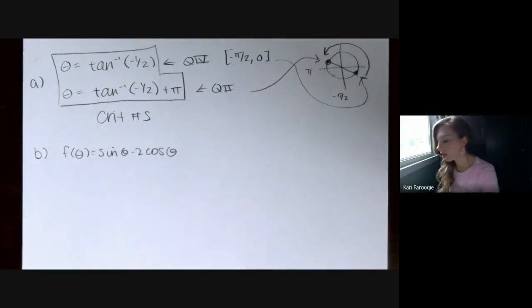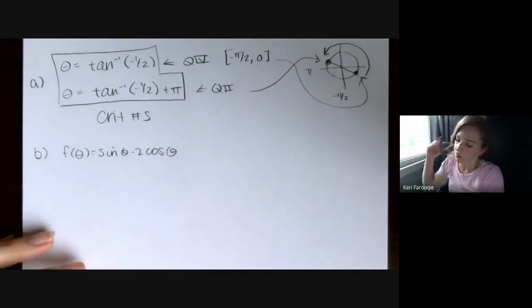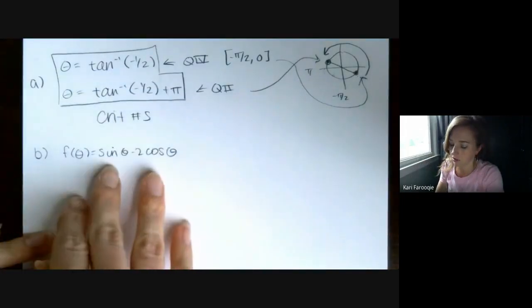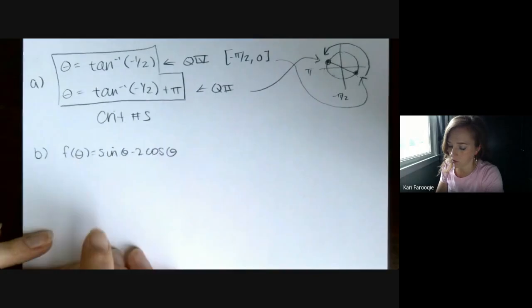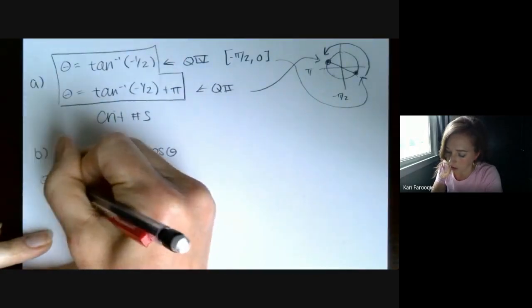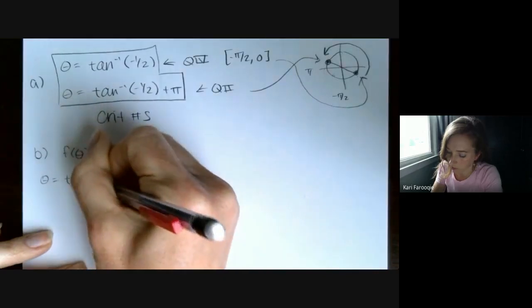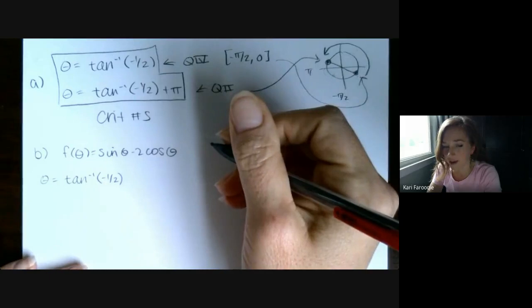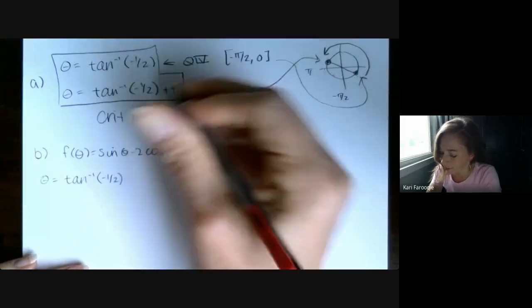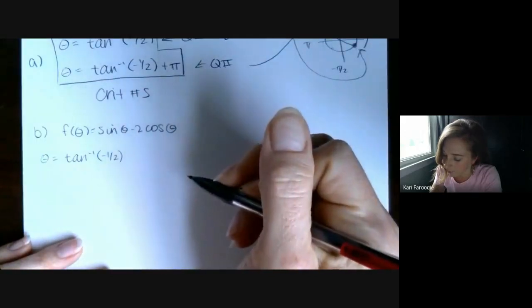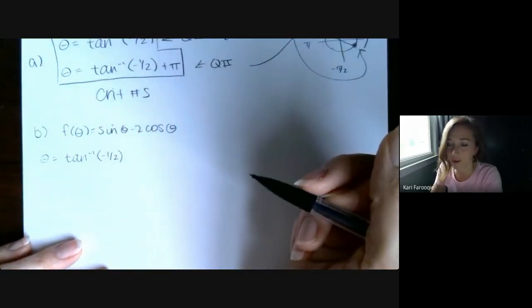Okay, so here's your function value. Go ahead and evaluate these values at your inverse tangent. So you're going to look first at theta equals inverse tangent negative a half. Oh, I see now where all the confusion lies. You did this in trig, but you probably don't remember it.